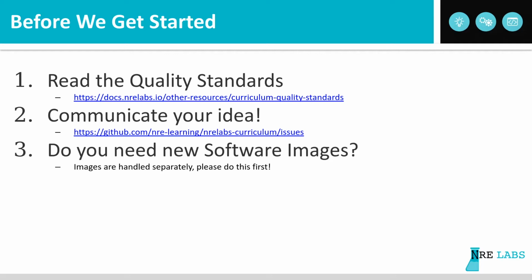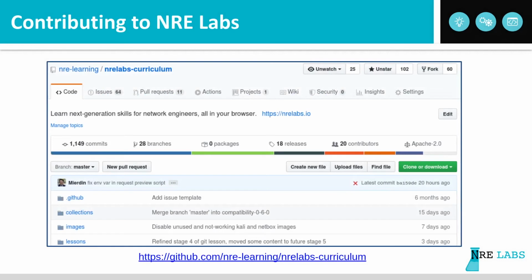Last, if you need any new software images for your lesson, it's really important that we handle this first. The existing contribution pipeline is really well optimized for people who want to create content and preview it quickly, but it doesn't work super well if the needed software images don't already exist, so it's really important that this is done first. So the first place you're going to want to go is the NRE Labs curriculum repository.